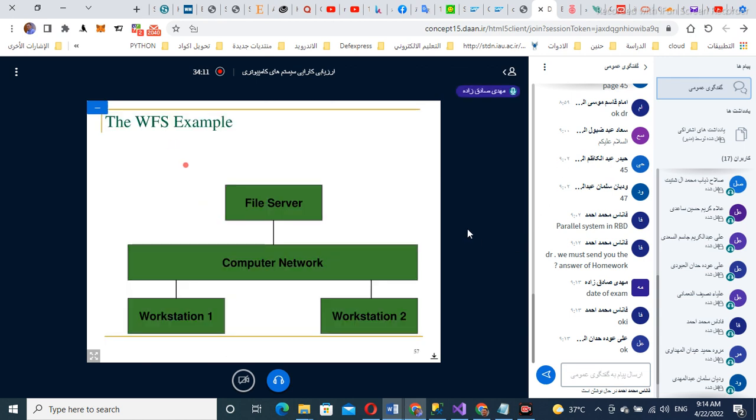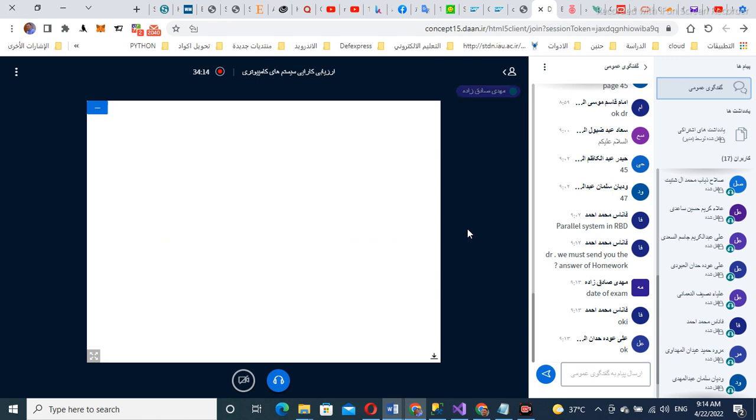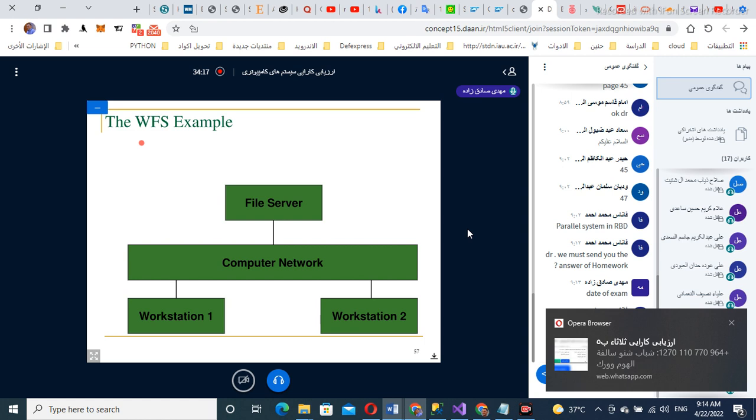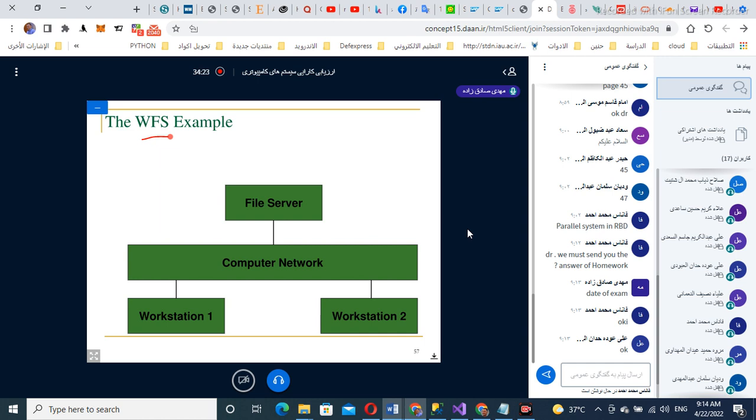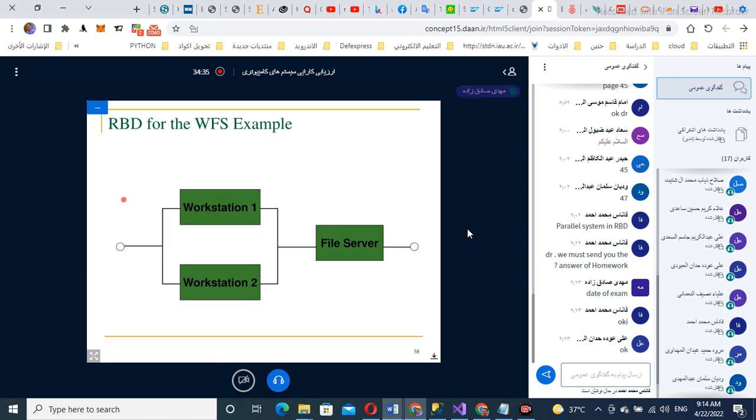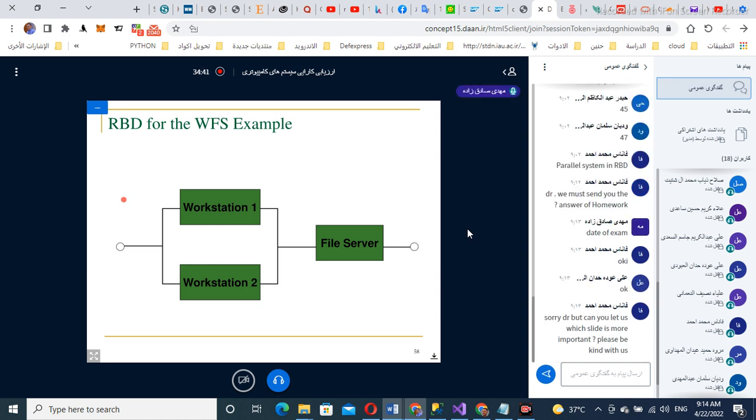Here you can see this workstation file server, WFS, from a computer via a computer network connected to two workstations, workstation number 1 and number 2. So, the reliability block diagram for the workstation file server example. We can see two workstations in parallel, but connected to the file server in series.